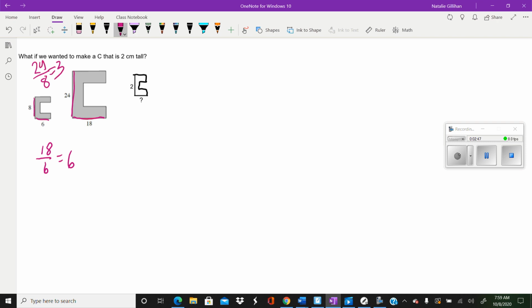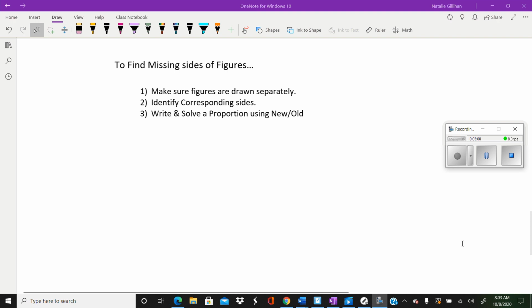But what if we wanted to make another letter C that was only 2 units tall? What would the base of that little fella have to be? Well, we're going to use our new over old strategy. So here are the steps to using the new over old strategy for finding missing sides of figures. I would like you to take a moment and copy this in your notebook, then we'll go through it step by step.